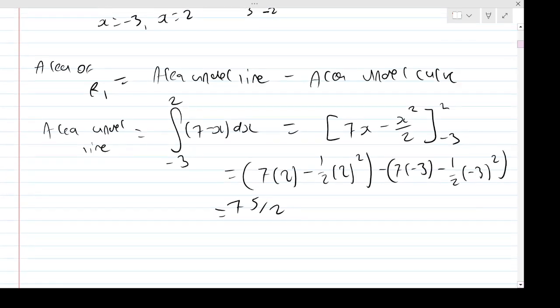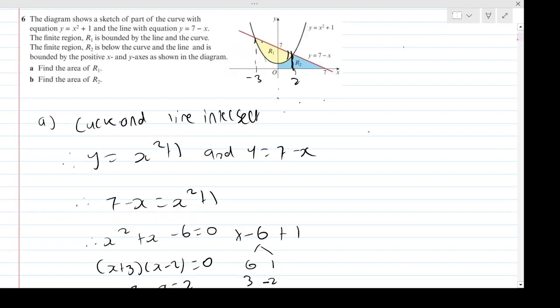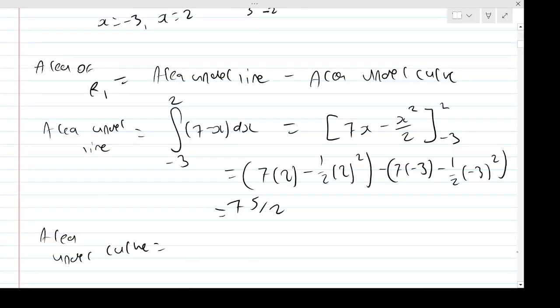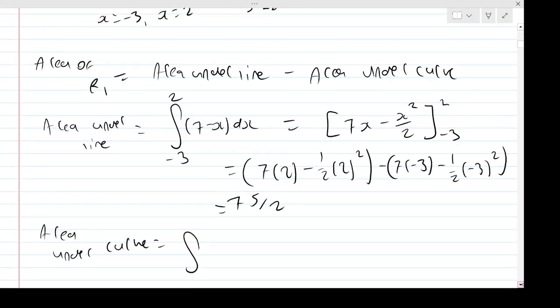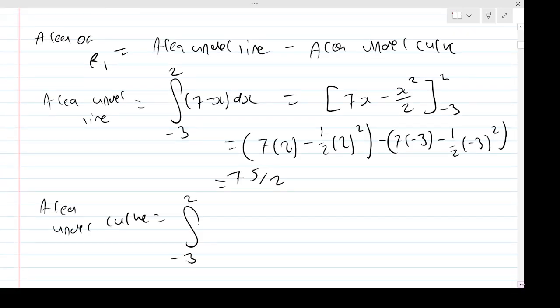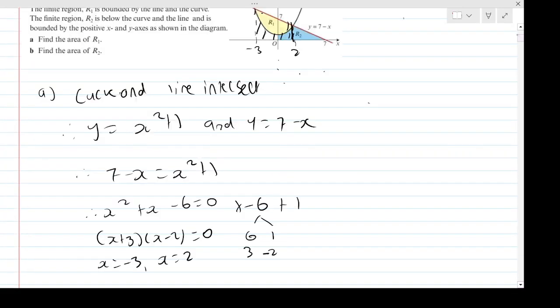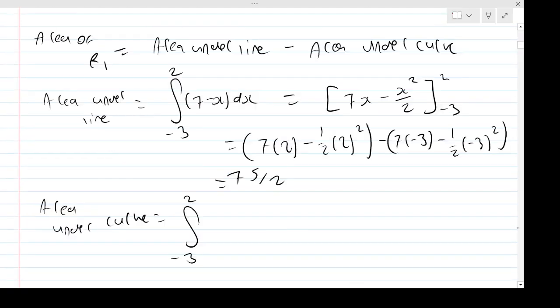Then the area under the curve. So again, the curve here in the same space. That's this region here between -3 and 2. It's the area between -3 and 2 of the curve. And the curve was x squared add 1. Okay, pretty nice curve to integrate actually. So if we integrate that, x squared goes to x cubed over 3, and 1 goes to just 1x, or just x, between 2 and -3.